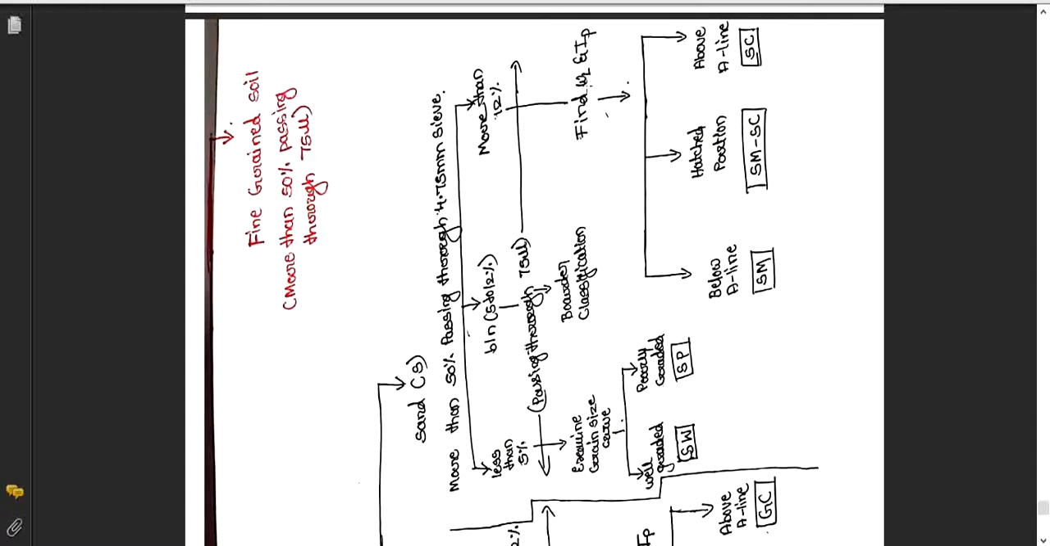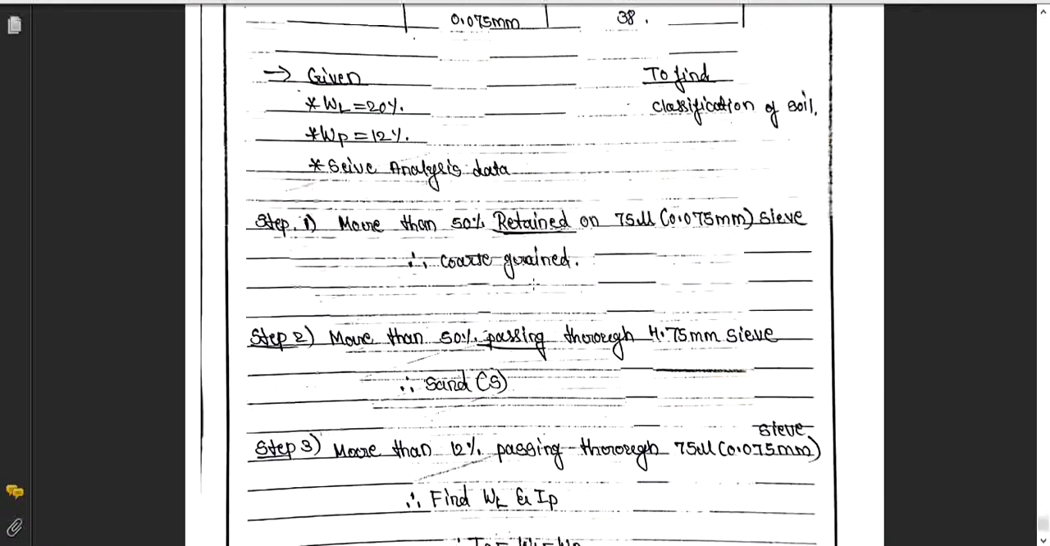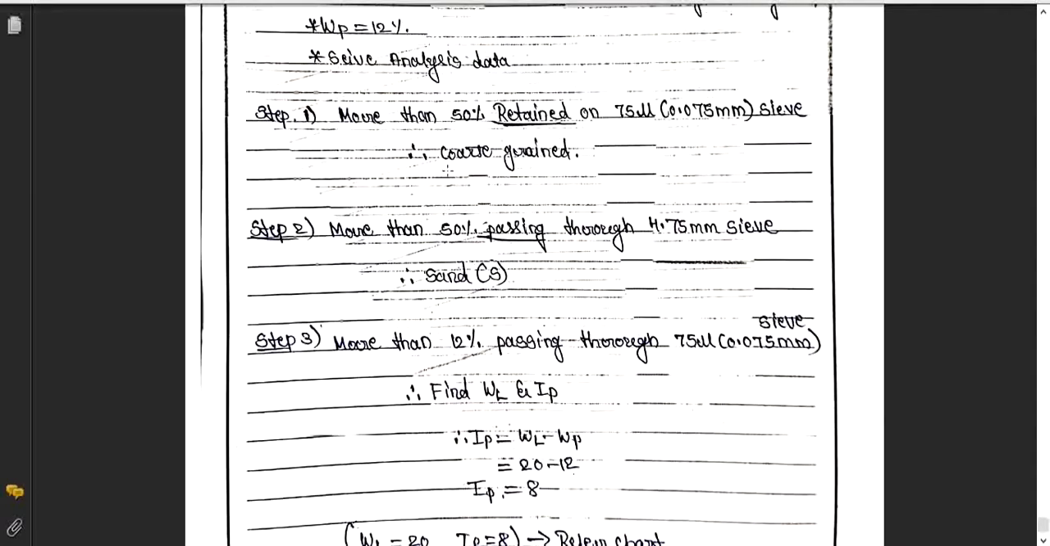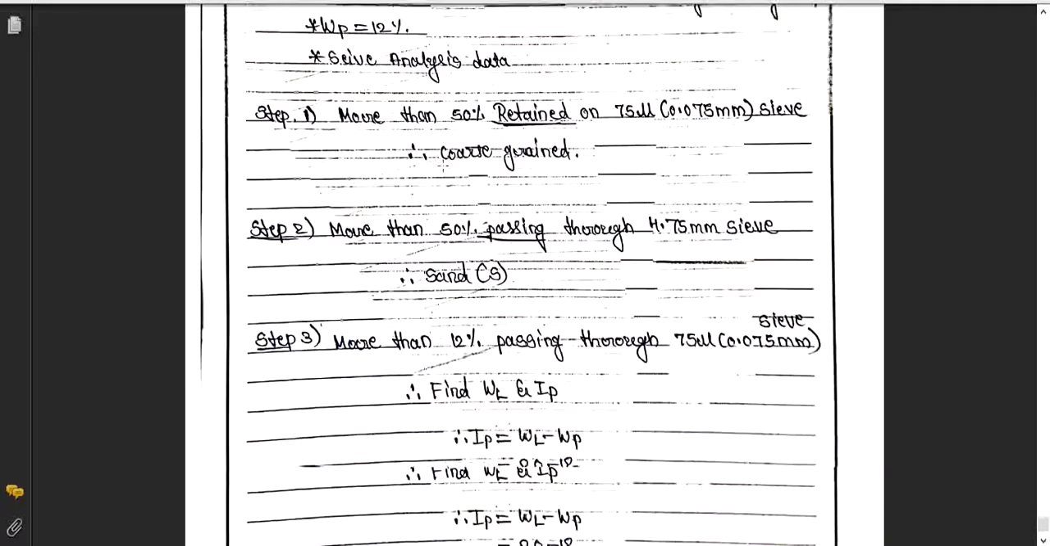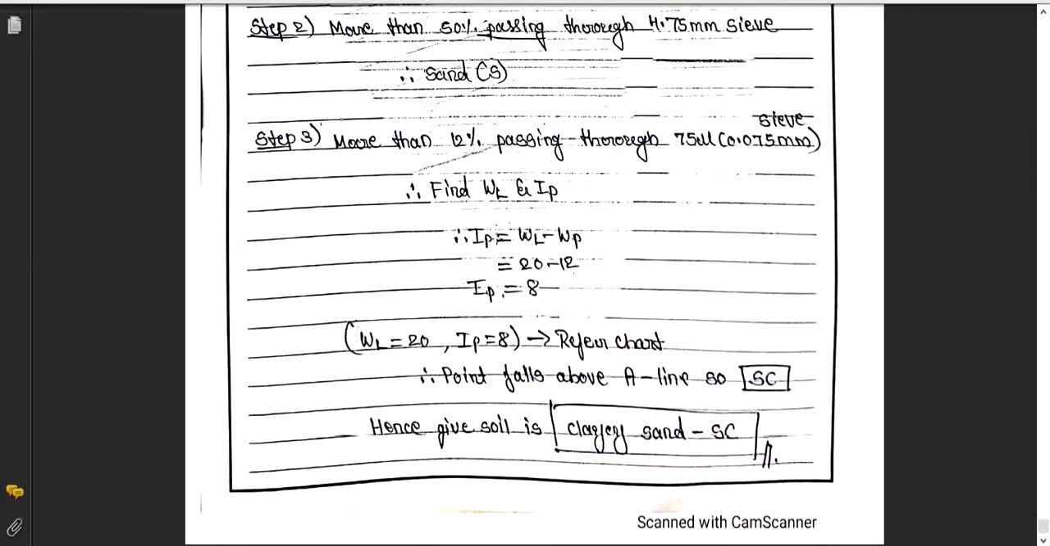So find out the liquid limit and plasticity index. Then we have to observe the plasticity chart. You can see over here. So find out WL and IP. WL they have already given, liquid limit is equal to 20%. IP is equal to WL minus WP, so that is 20 minus 12. IP is equal to 8 I have got. So WL is equal to 20, IP is equal to 8.